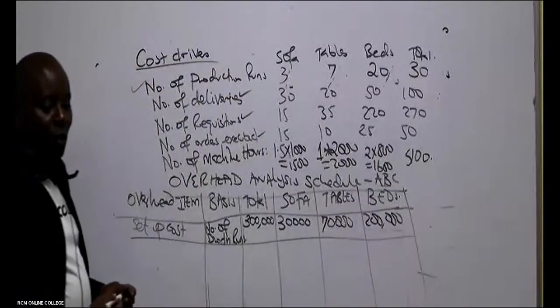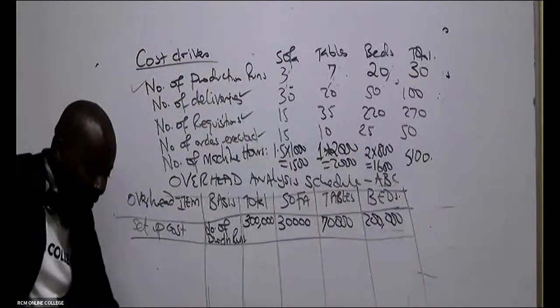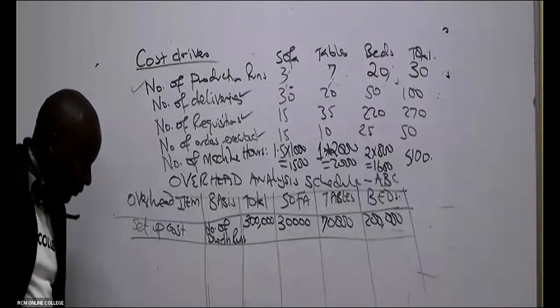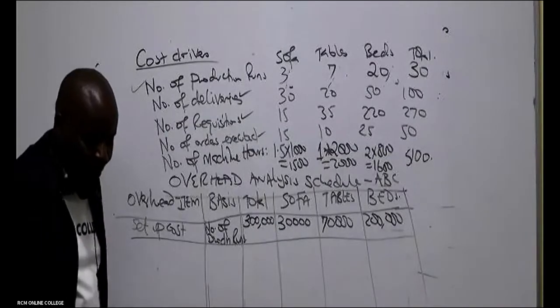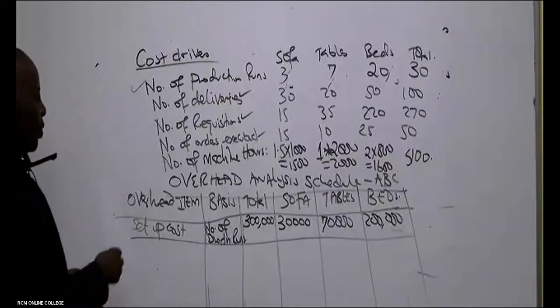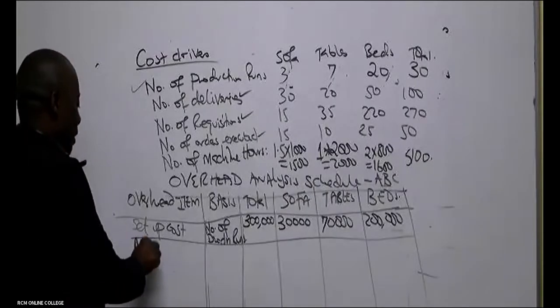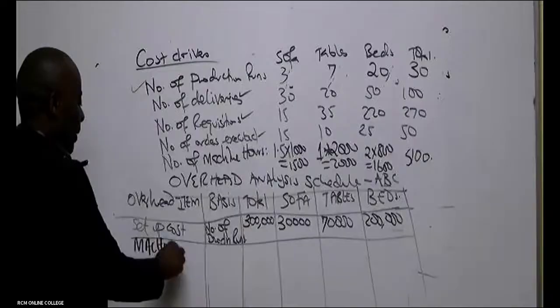Can we take on the second one? The second one is known as what? Machine cost. So you write here, machine.